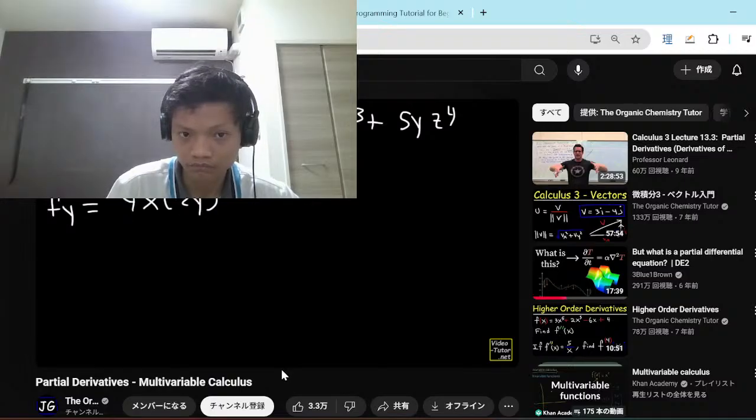So the derivative of y squared is 2y. The second term doesn't have a y variable, so the whole thing's constant, that becomes 0. And the derivative of y is 1. So that's fy. So now we can evaluate at the point 1, 2, 3.